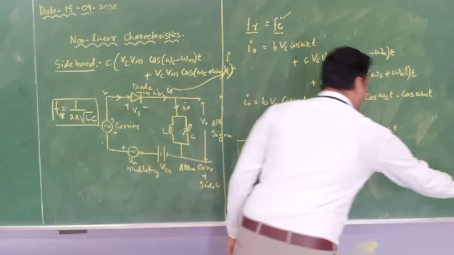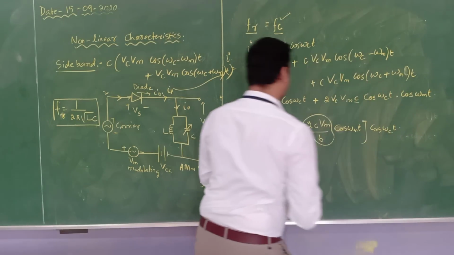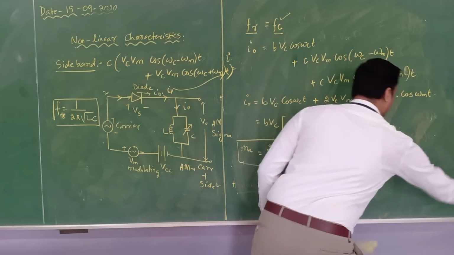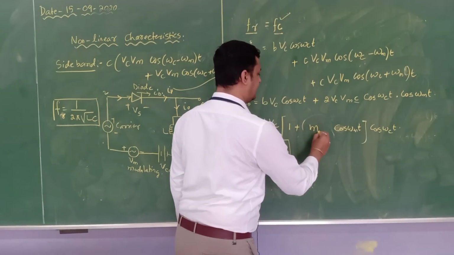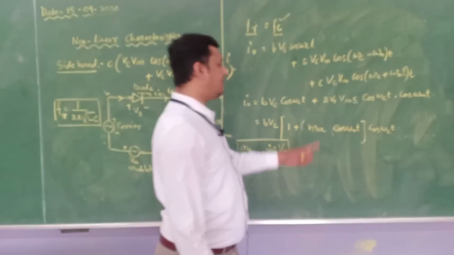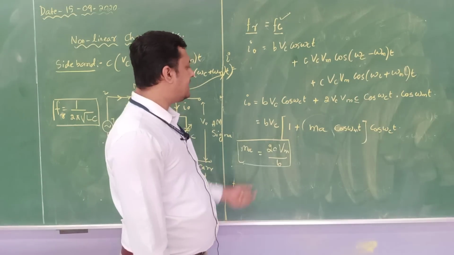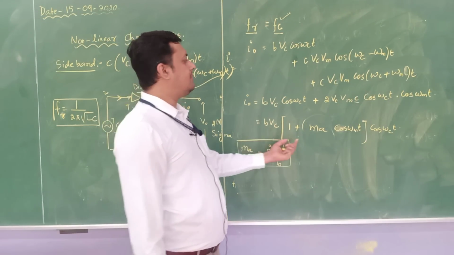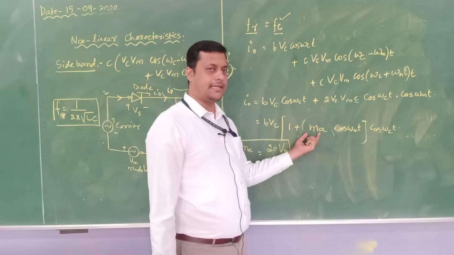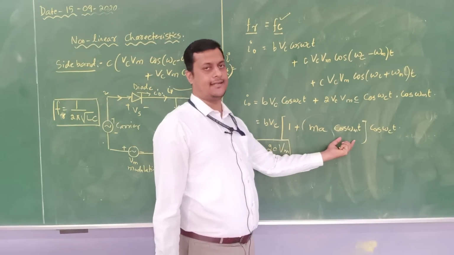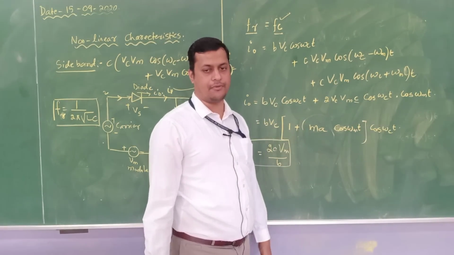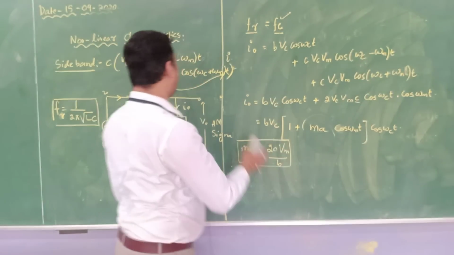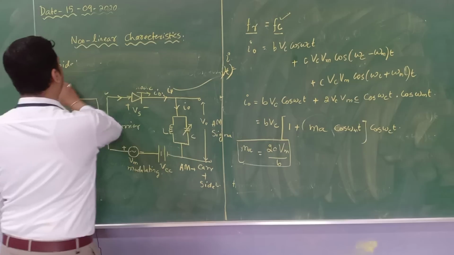So if I replace this whole component as Ma into cos omega mt into cos omega Ct, then this becomes the amplitude of the carrier. This is the modulation index of the AM signal. This is our modulating signal, and this is our carrier component. Now the same equation I will write in terms of AM so that you can correlate.